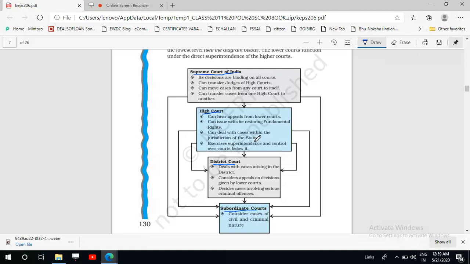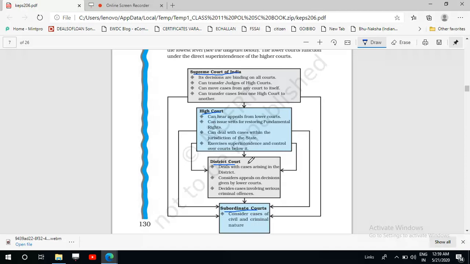Whatever case arises within the territory of the state is heard in the High Court of that state. The High Court exercises superintendence and control over courts below it. Whatever courts are there below the High Court, that is lower courts, subordinate courts, district court, all these courts work under the supervision of the High Court.